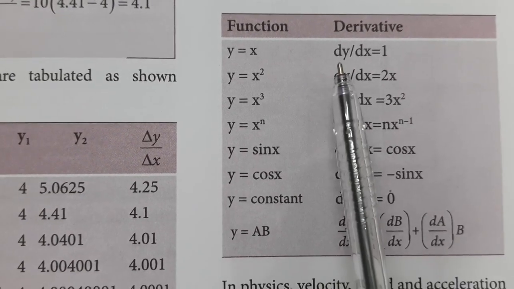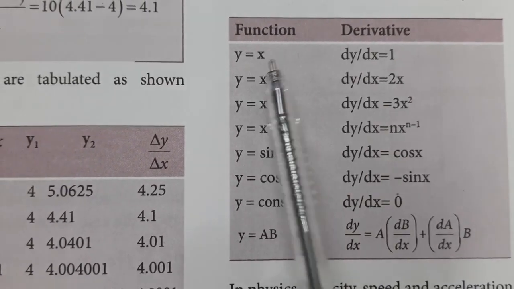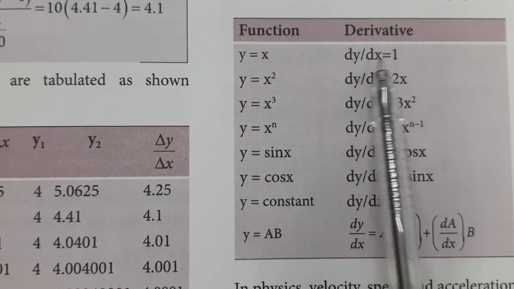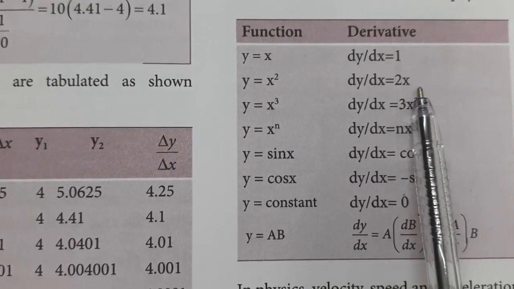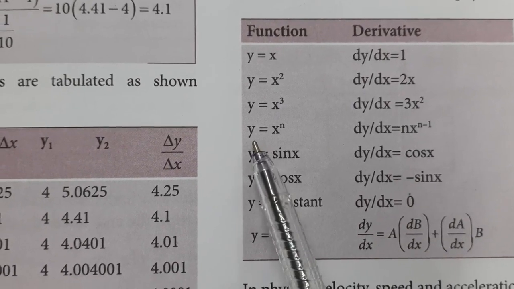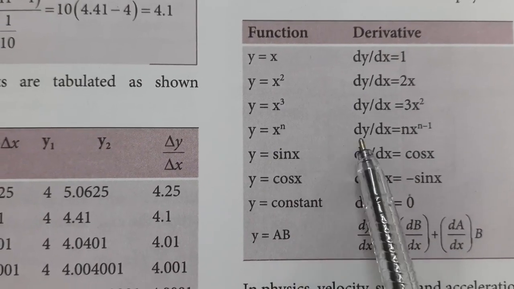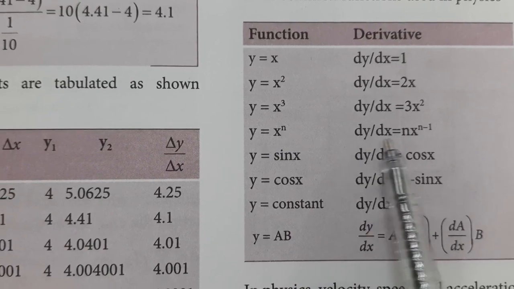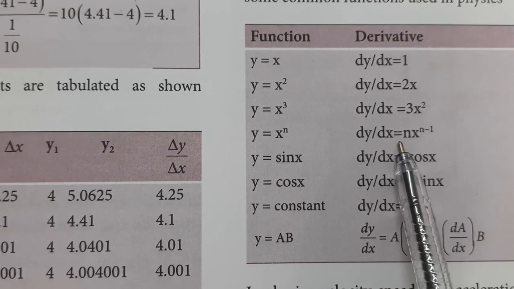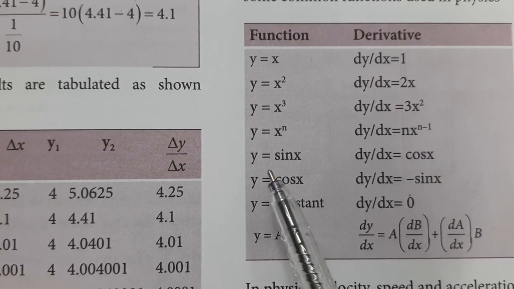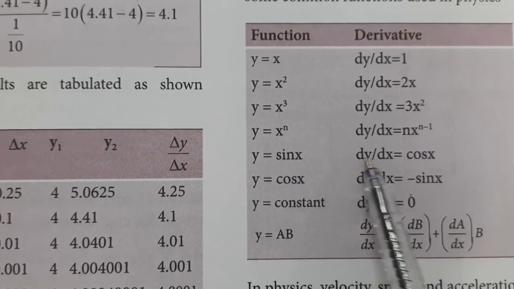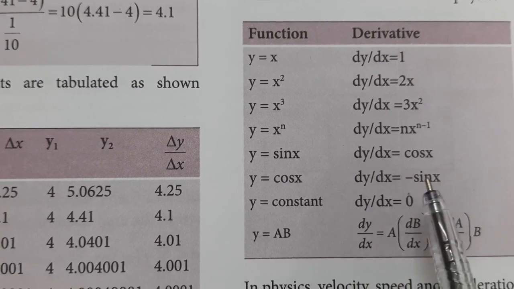In differential calculus, y equal to x, derivative dy by dx equal to 1. y equal to x square, dy by dx equal to 2x. Generally we can write y equal to x power n, means the derivative, this is the differential calculus, dy by dx is equal to n into x power n minus 1. And y equal to sin x, dy by dx is cos x, and so on.